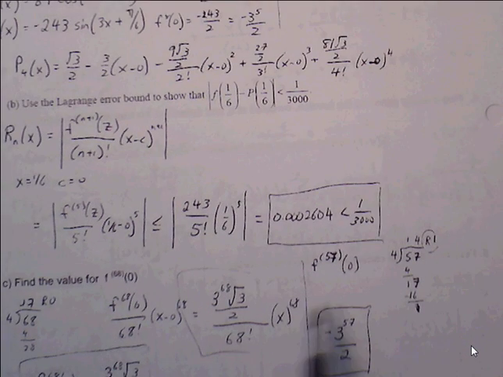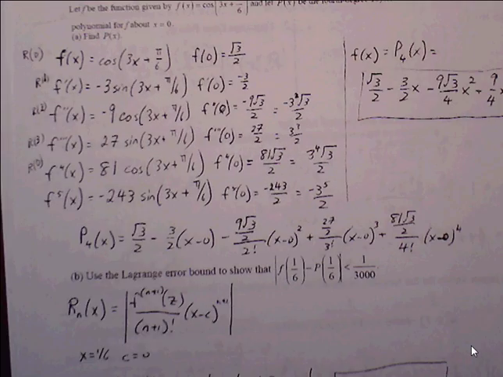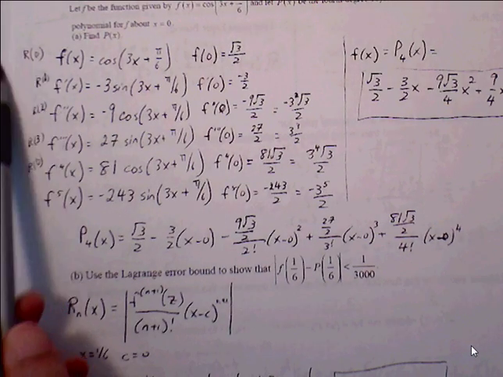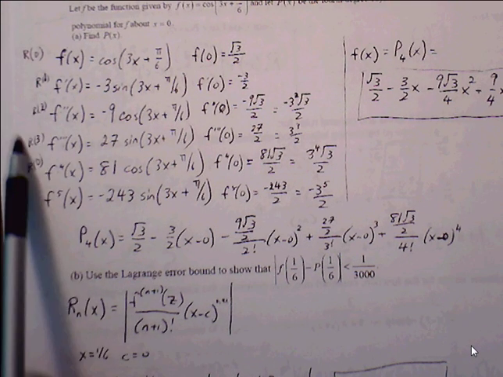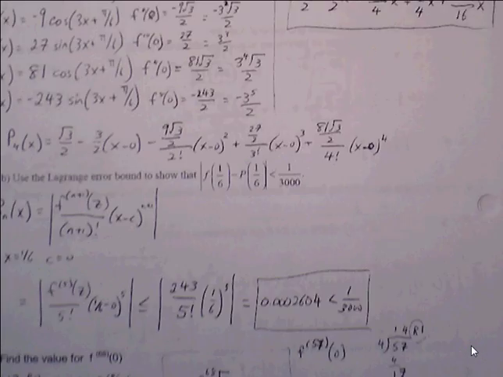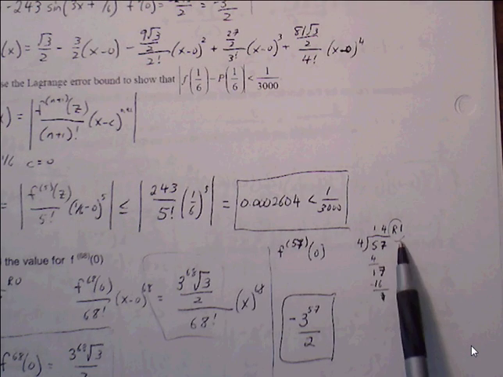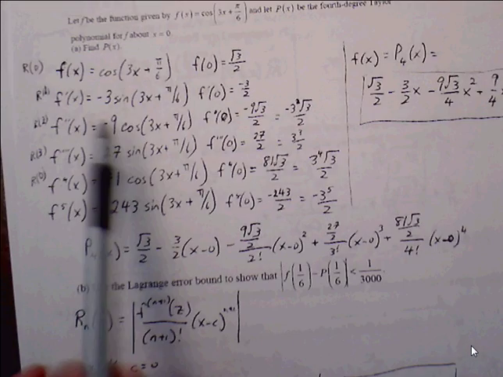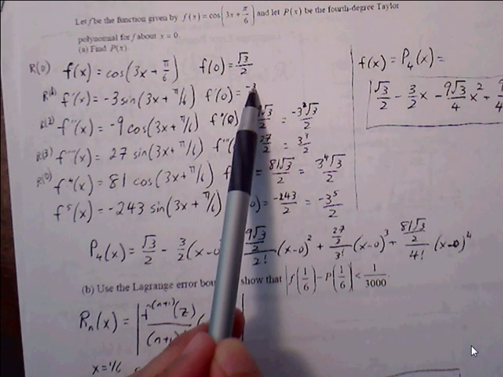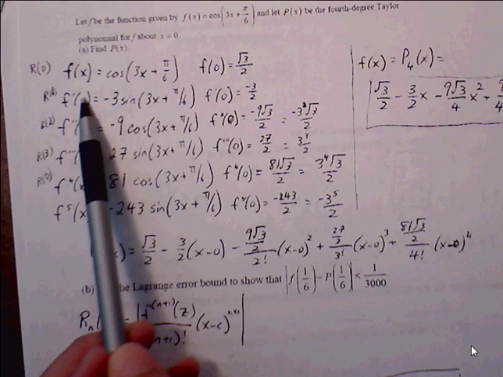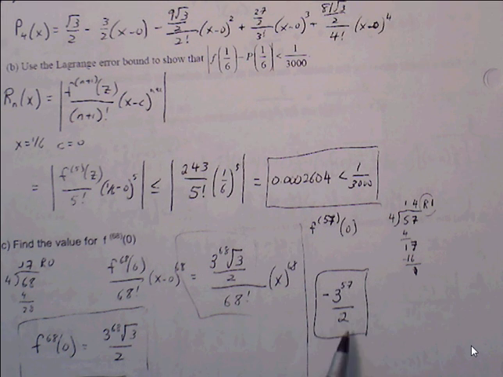Okay, this is the next part, which is finding the 57th derivative evaluated at 0. The same idea: rather than evaluating the derivative 57 times, we can just do 57 divided by 4 and see which variation this derivative will land on. 57 divided by 4 gives 14, remainder 1. So remainder 1 will have to be this variation, which is simply -3 to whatever power this derivative is, over 2. Since we're dealing with the 57th derivative, it'll be -3 to the 57th power divided by 2.